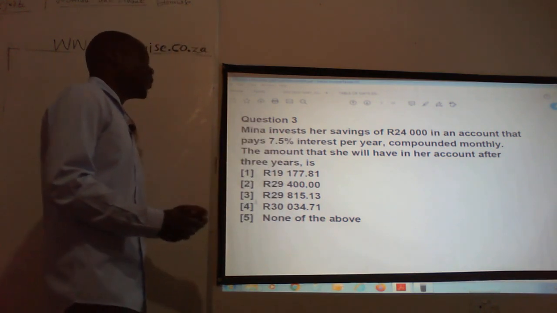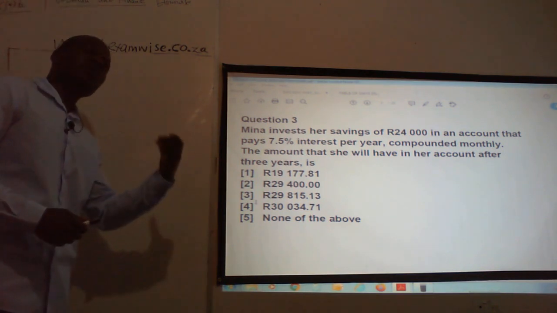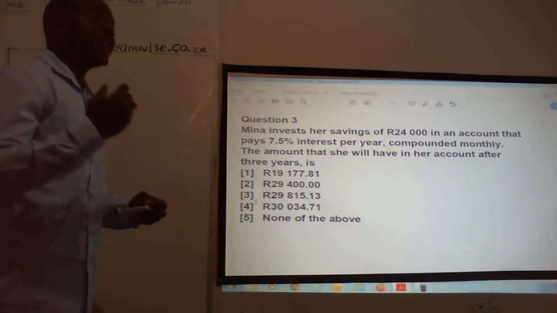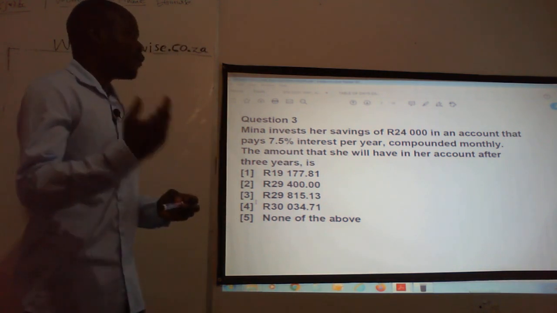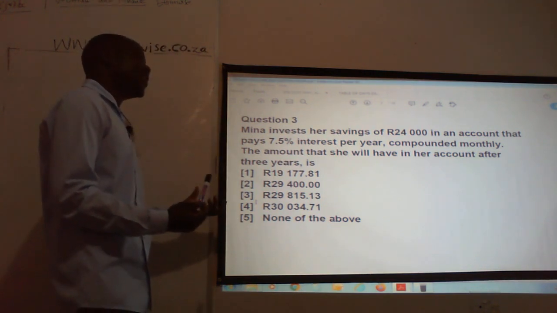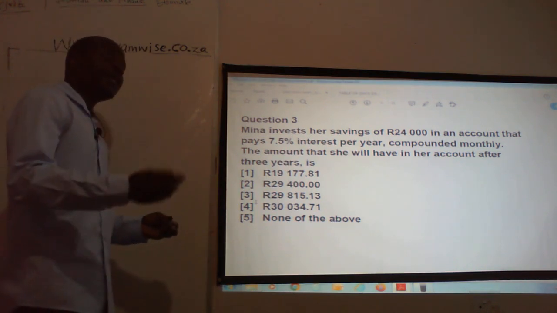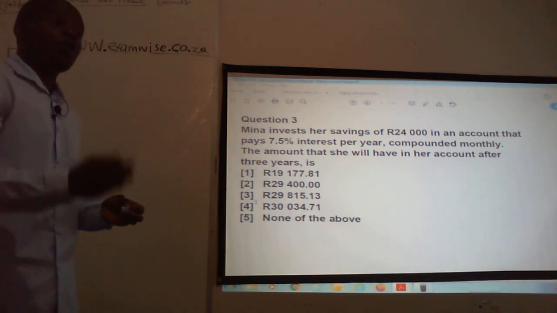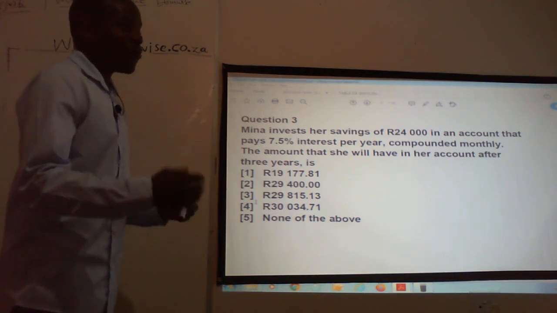So let us go to the question. With compound interest, we can use our financial calculators. That is the fortunate part of compound interest. In other words, under compound interest, in 80 to 90% of the questions we can use our financial calculators.